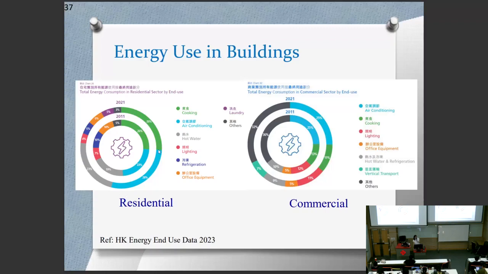And for residential, also, okay, air conditioning, cooking, and the hot water supply for residential. And for commercial will be air conditioning, and then cooking, and then lighting.